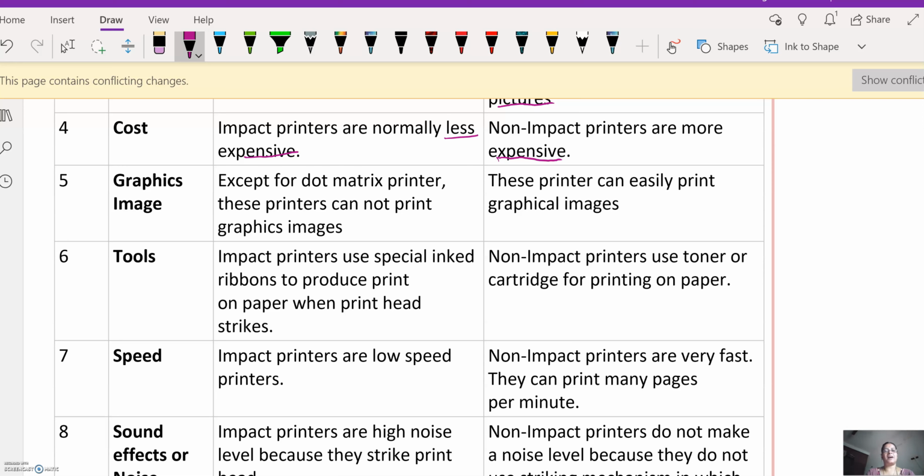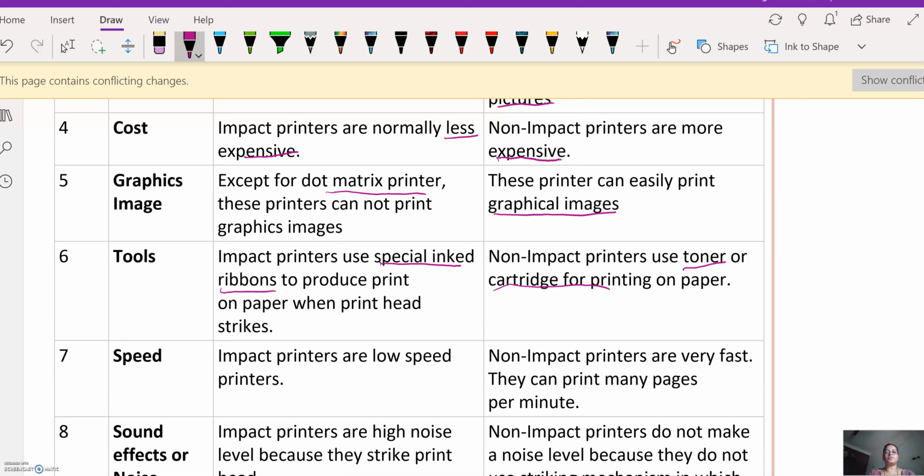Then coming to graphics images, except for the dot matrix printer, impact printers cannot print graphic images. Only the dot matrix can print any kind of images. Similarly, non-impact printers can easily print any type of graphical images. As for the tools, impact printers use specially inked ribbons to produce print on the paper when the print head strikes, whereas non-impact printers use toners, or we can also have cartridges for printing on the paper.